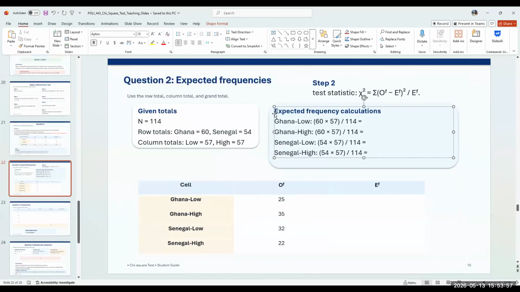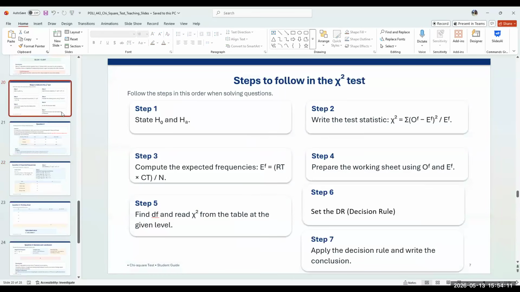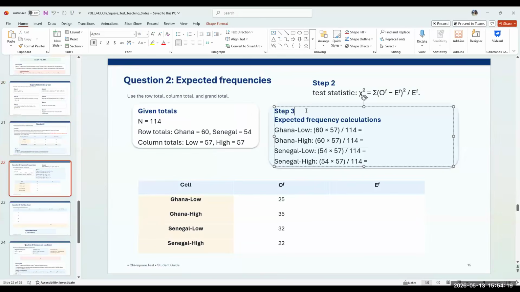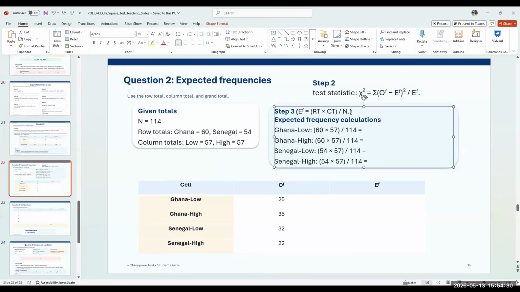When you get to step 3, what are we supposed to do in step 3? Can someone read it out to me? Compute the expected frequencies. Thank you. So he said we should compute the expected frequency, and the formula for step 3 is this. This is the formula to do that computation, right? Do you see it now?